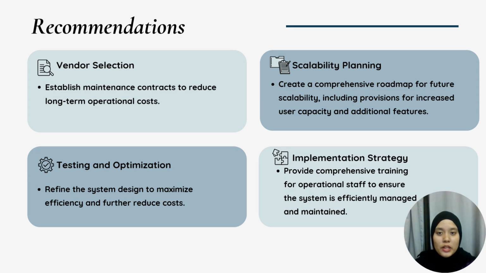So the last one is our recommendation. We have four things here: vendor selection, testing and optimization, scalability planning, and the last one is implementation strategy. For vendor selection, we need to establish maintenance contracts to reduce long-term operational costs. For testing and optimization, we need to refine the system design to maximize efficiency and further reduce costs.